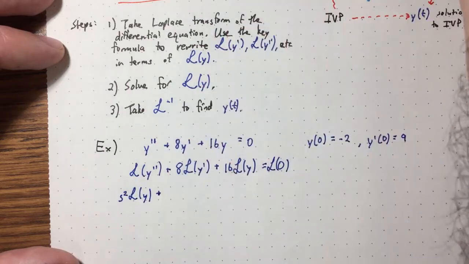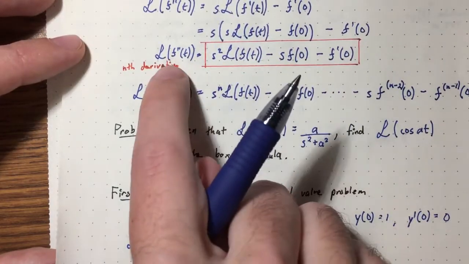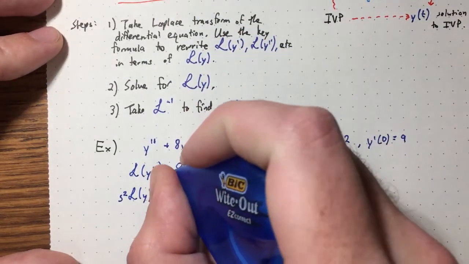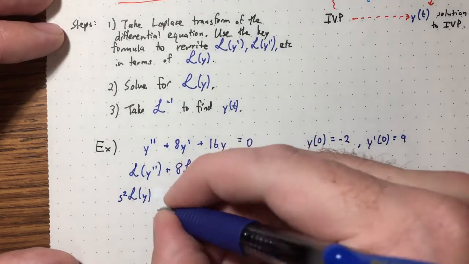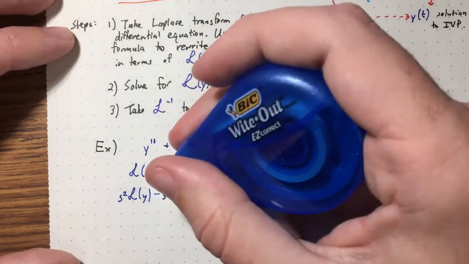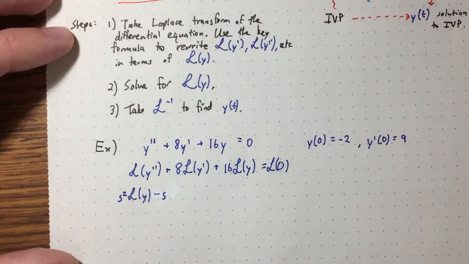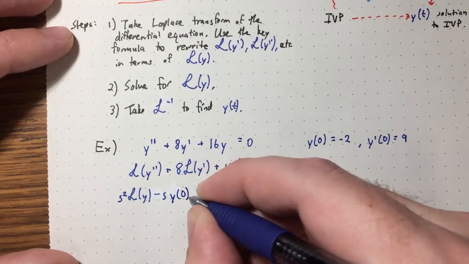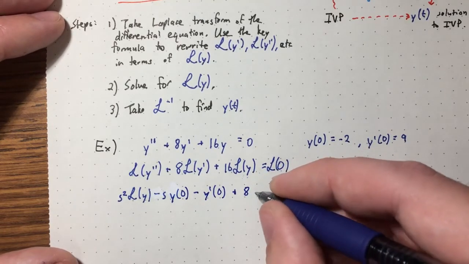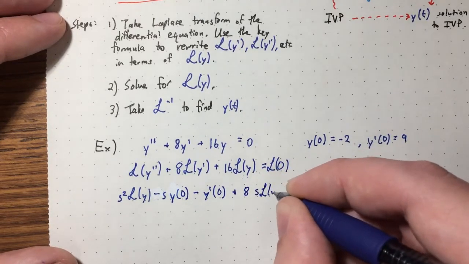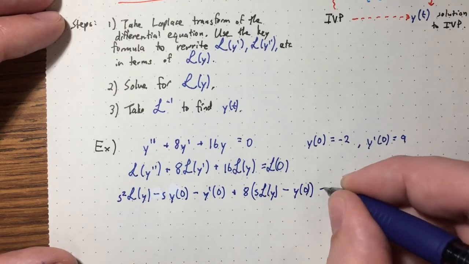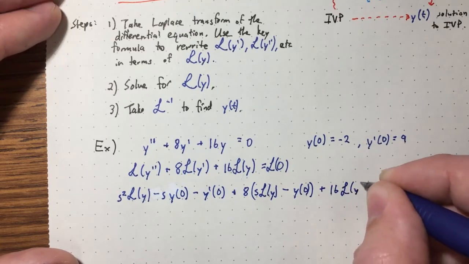using this formula right here. So it's actually not a plus, it's a minus. Minus s times y of 0 minus y prime of 0. Then I have plus an 8 times, again I need to use that formula, so I get s times L of y minus y of 0. And finally plus 16 L of y, and that equals 0.